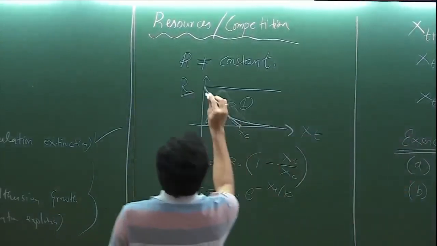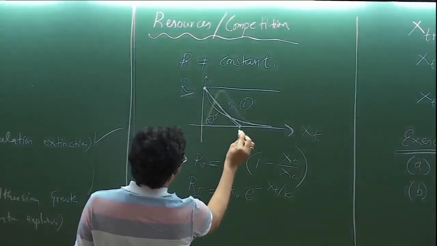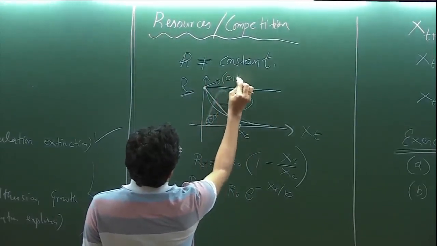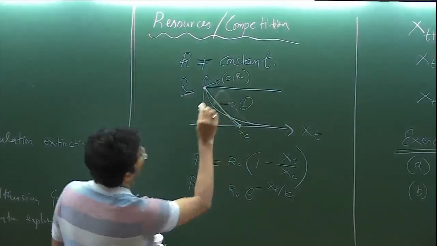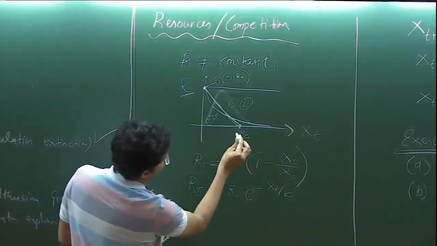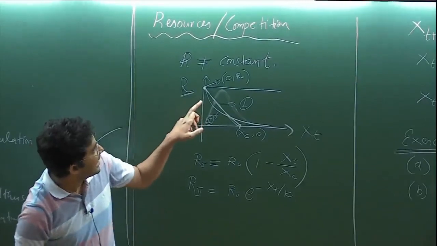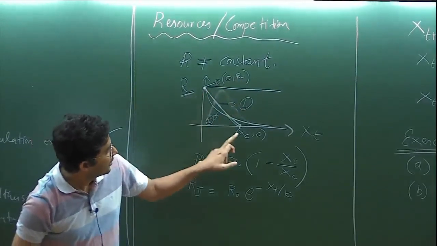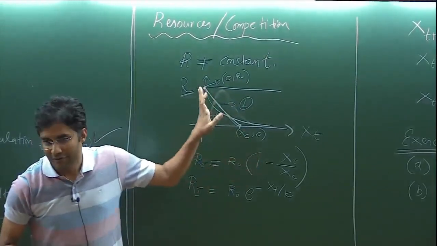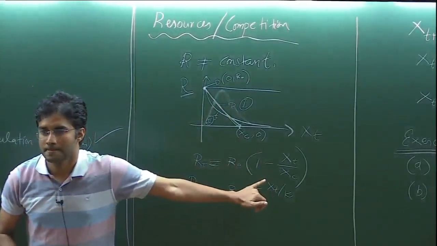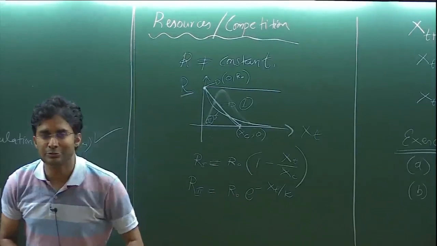So I will define all the points more carefully. Coordinates for this is 0 comma r0 and coordinate for this is xc comma 0. So what is the straight line that connects 0 comma r0 with xc comma 0? That straight line must be equal to this. Okay. So please do that also.